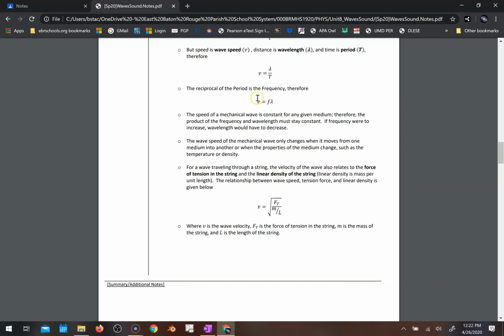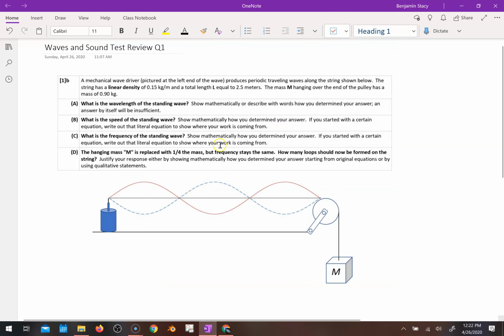So these are the 2 main equations. Wave equation, v equals f lambda, and then the wave speed in a string equals the square root of the force of tension in the string divided by the linear density. And the linear density is equal to little m divided by capital L. Let's take a look at the first question here.